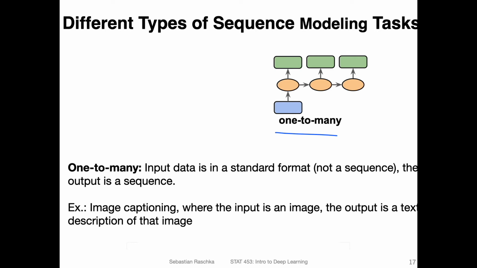So here the input data would be a standard input, so for example an image, and the output would be a sequence. And one example would be image captioning, where the input is, let's say, an image of something, and then the output is the text description matching that image.